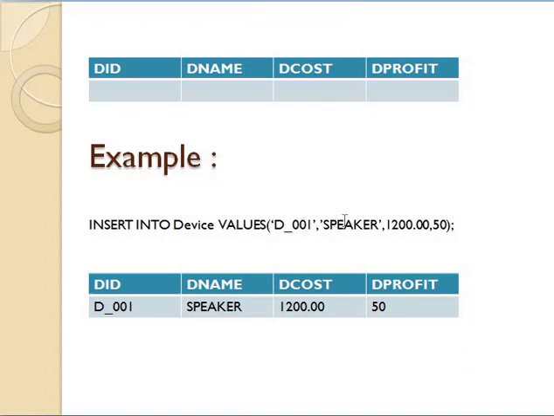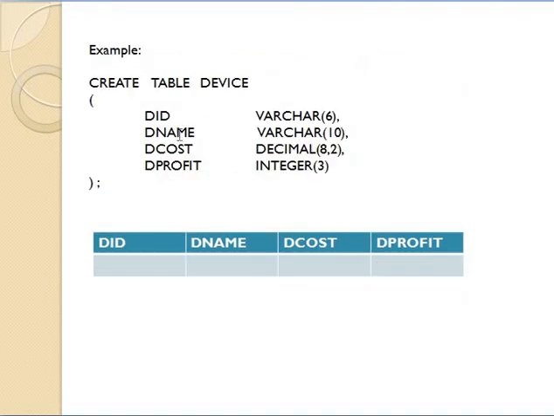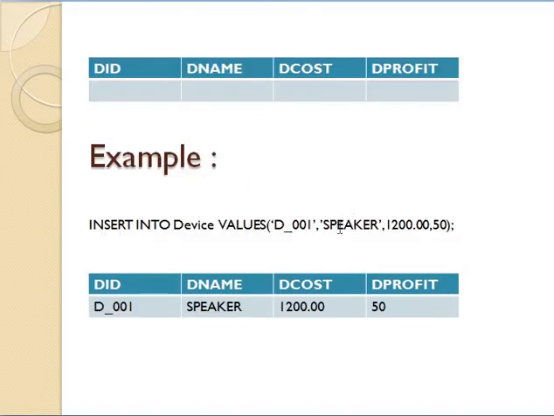Similarly, the second value speaker is for the column name dname. Again, this value speaker is within quotation. This is because even the column dname is associated with the varchar data type, and as I have already told, for varchar data types the values should be enclosed within quotations. And so here the value speaker is enclosed within quotation.